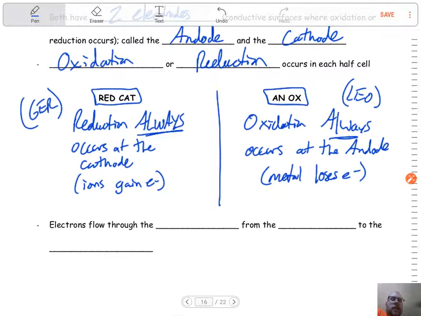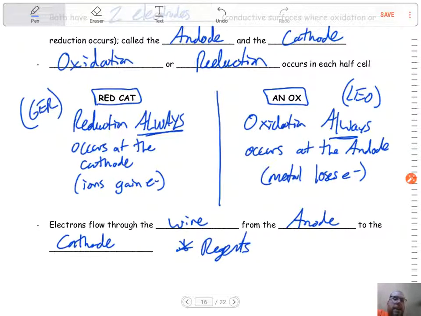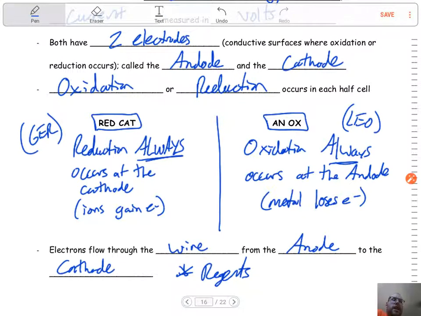The last thing you want to remember, guys, is that electrons flow through the wire from the anode to the cathode. This could very well be a question on the Regents, where electrons are flowing through the wire from the anode to the cathode. We'll talk more about what that means in the next couple of videos. So this is the basics. Make sure you know these two sayings, Red Cat and An Ox.